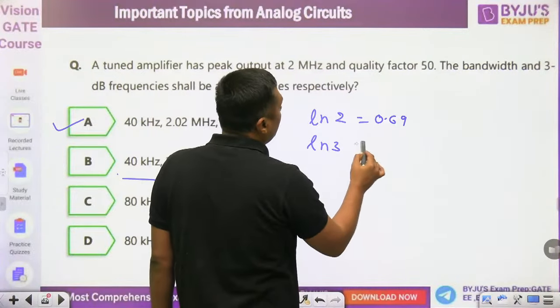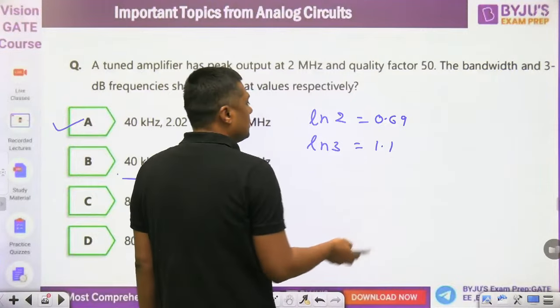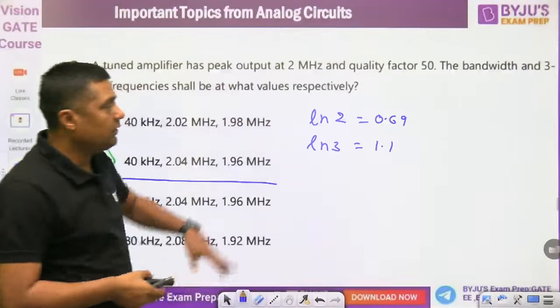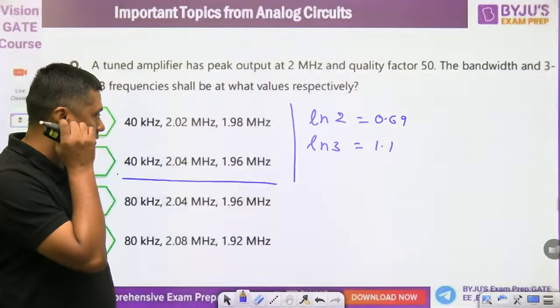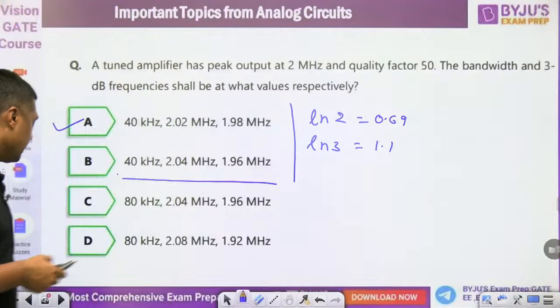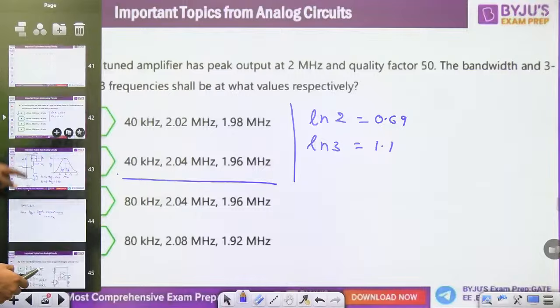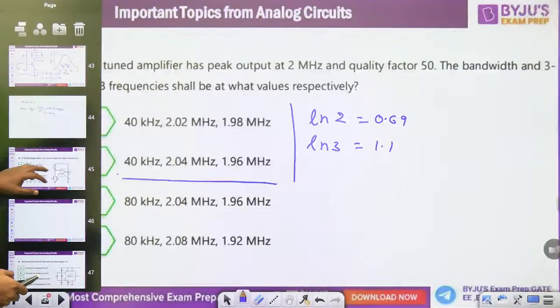0.69 is nearly equal to 1.1. So they will normally give you the answer in this term. The calculator is not allowed for all the students, okay, don't worry about that. They will give you the typical value. Simple, focus on how to solve the questions.